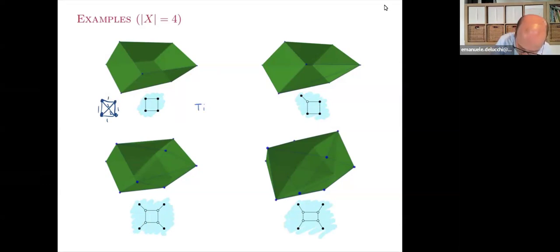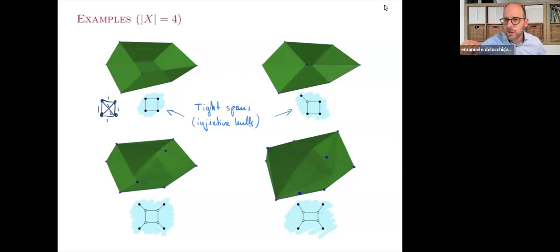These are what one calls tight spans or injective hulls. Okay, so every finite metric space has, since the 60s, with work of Isbell, some canonical polyhedral complex attached to it. That's called the injective hull and the tight span. This was then rediscovered in the 80s by Dress and so on. But this is somehow something that people have studied a lot over the last 30, 40 years, right? So that's a known invariant of finite metric spaces.